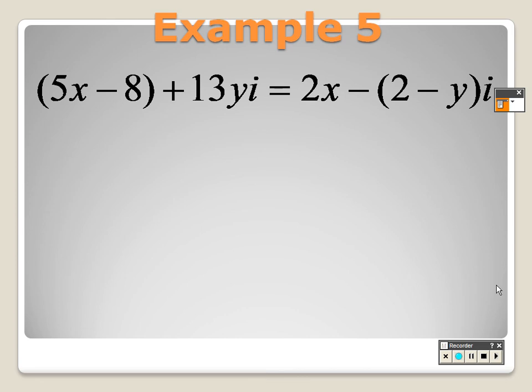Alright, so we'll try another example out just like that when we come back.